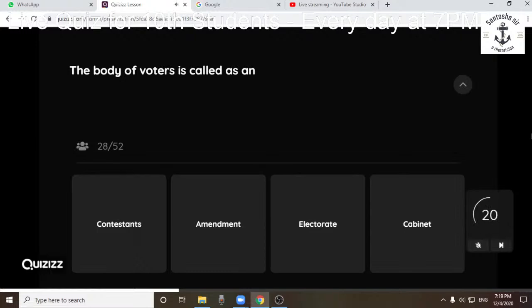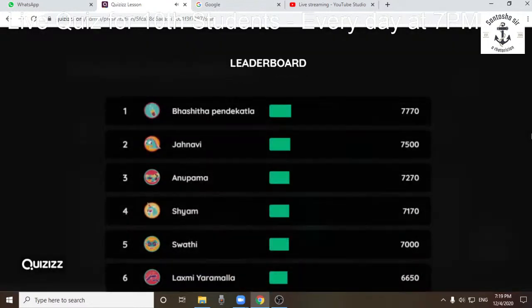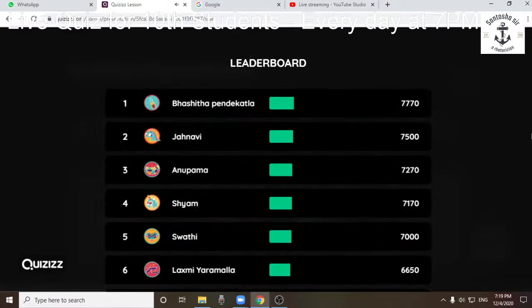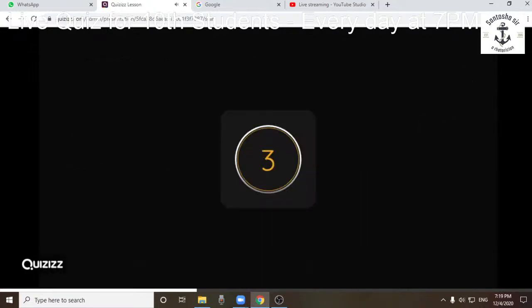Twenty seconds more. The body of voters is called as an. 10 seconds more. Okay, time's up. Let's check the scores. Okay, Bashita followed by Jahnavi, Anupama, Shyam, Swati, Lakshmi. 25 members answered it right. Moving on to the next question.